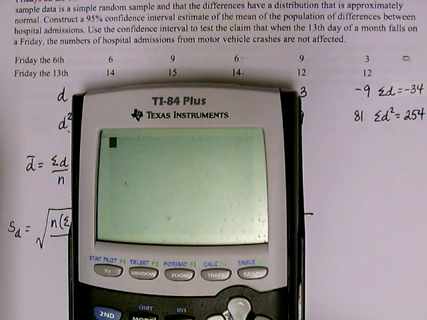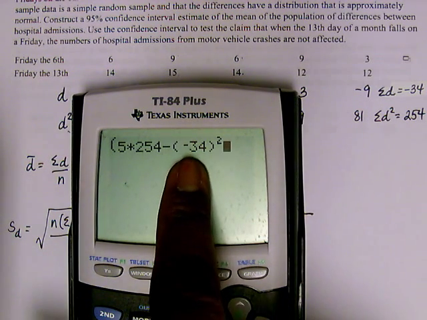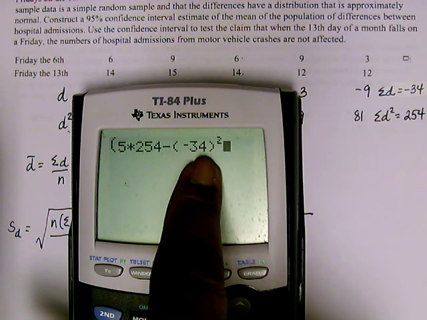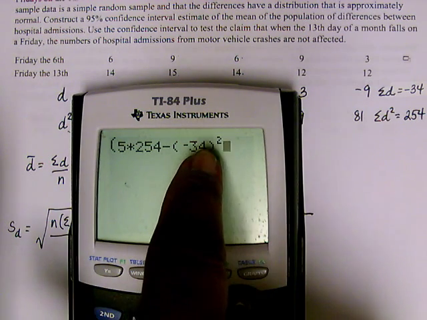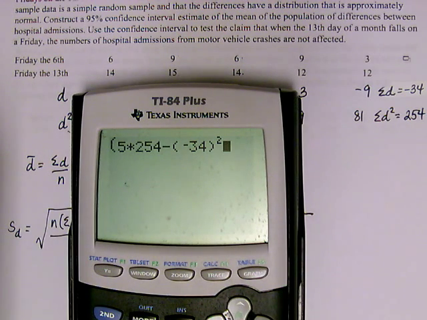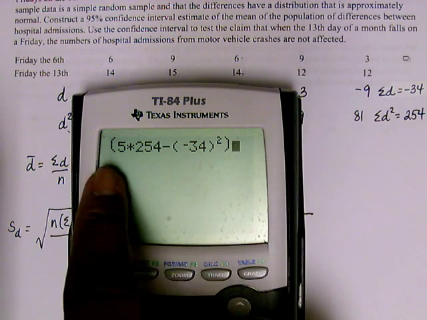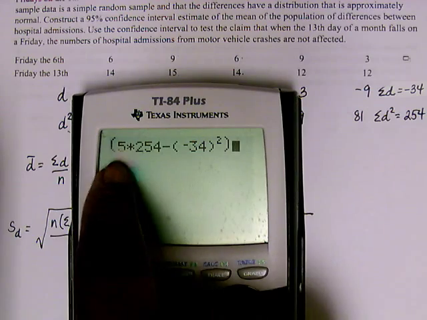So I'll clear this out. Okay. The numerator will be in parentheses, so this will be 5 times 254 minus, now since I'm dealing with a negative number and it's being squared, I have to use the left parentheses for the negative 34 and close the parentheses around the negative 34 and then hit x squared. If I leave that parentheses out for that negative 34, what it's going to do is take the square of 34 and attach the negative sign to it. So negative 34 needs to be in parentheses. Then I need to close the parentheses because I opened it from the very beginning.